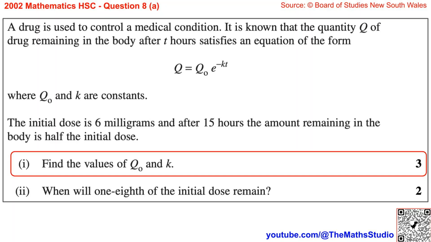Question 8, Part A. A drug is used to control a medical condition. It is known that the quantity Q of drug remaining in the body after t hours satisfies an equation of the form Q equals Q0 times e to the power of negative kt, where Q0 and k are constants. The initial dose is 6 milligrams, and after 15 hours the amount remaining in the body is half the initial dose. Part 1. Find the values of Q0 and k.